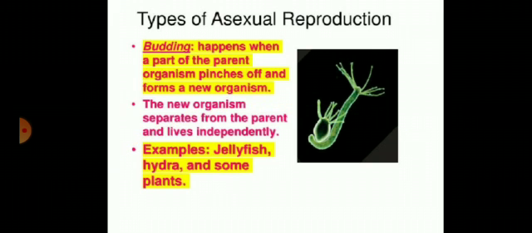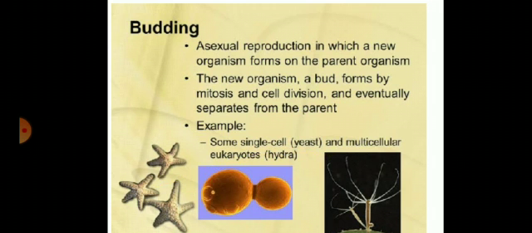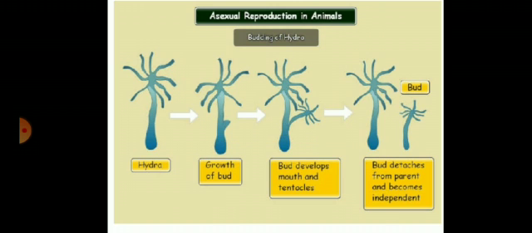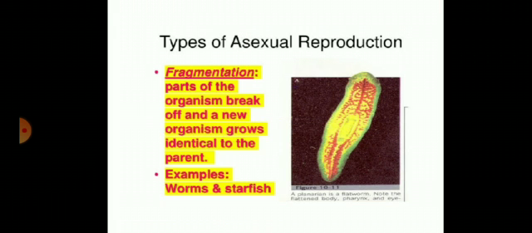Next one, budding. Budding is a form of asexual reproduction that results from the outgrowth of a part of the body. Then the bud is separated from the original organism. Example, jellyfish, hydra, corals. Next one, fragmentation. Fragmentation is the breaking of an individual into parts followed by regeneration. Parts of the organism break off and a new organism grows identical to the parent. Example, worms and starfish.